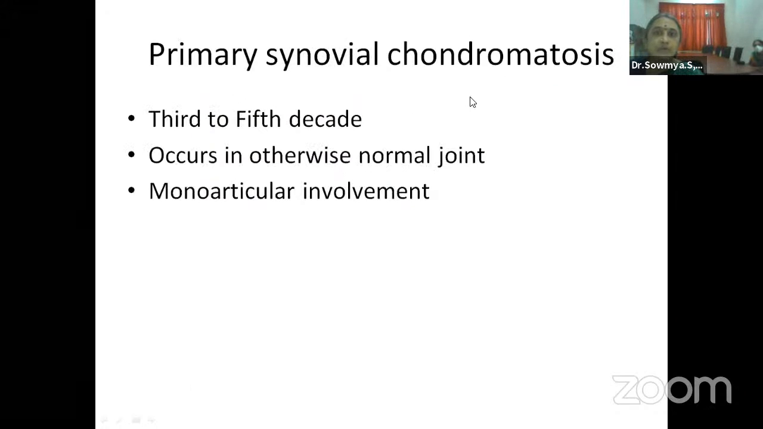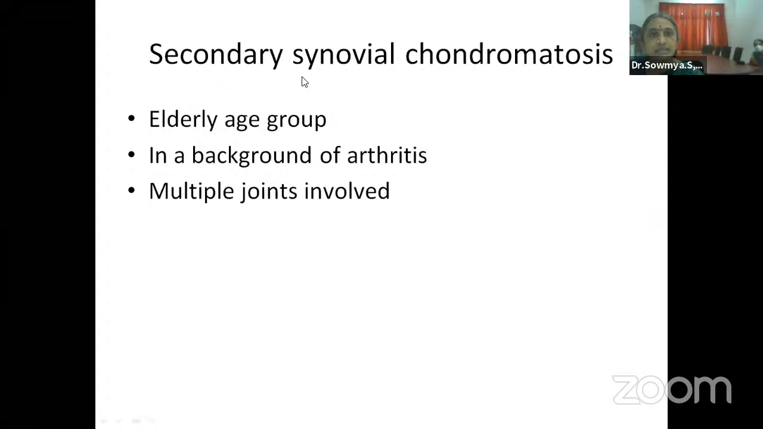So in primary synovial chondromatosis, it occurs in the 3rd to 5th decade and in an otherwise normal joint. Many a times it tends to be a monoarticular involvement in primary synovial chondromatosis. Whereas in secondary, usually it will be in elderly age group and in a background of arthritis. Whether it can be rheumatoid arthritis or any other inflammatory arthritis, tuberculosis, in any of these secondary inflammatory arthritis especially, you can see secondary synovial chondromatosis.